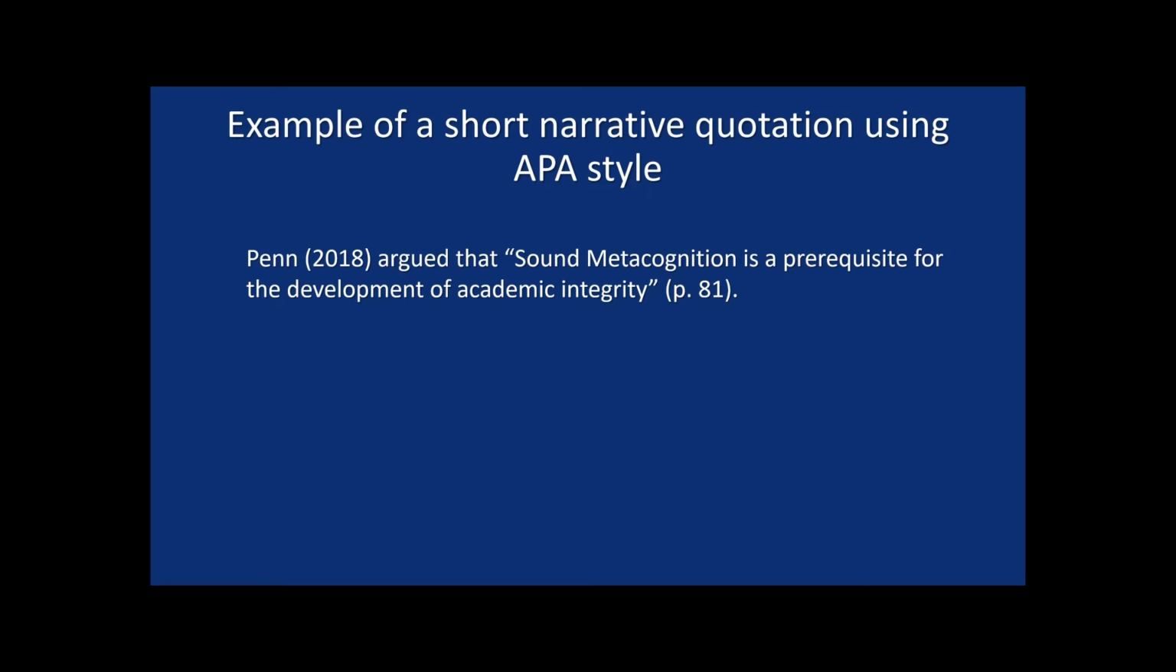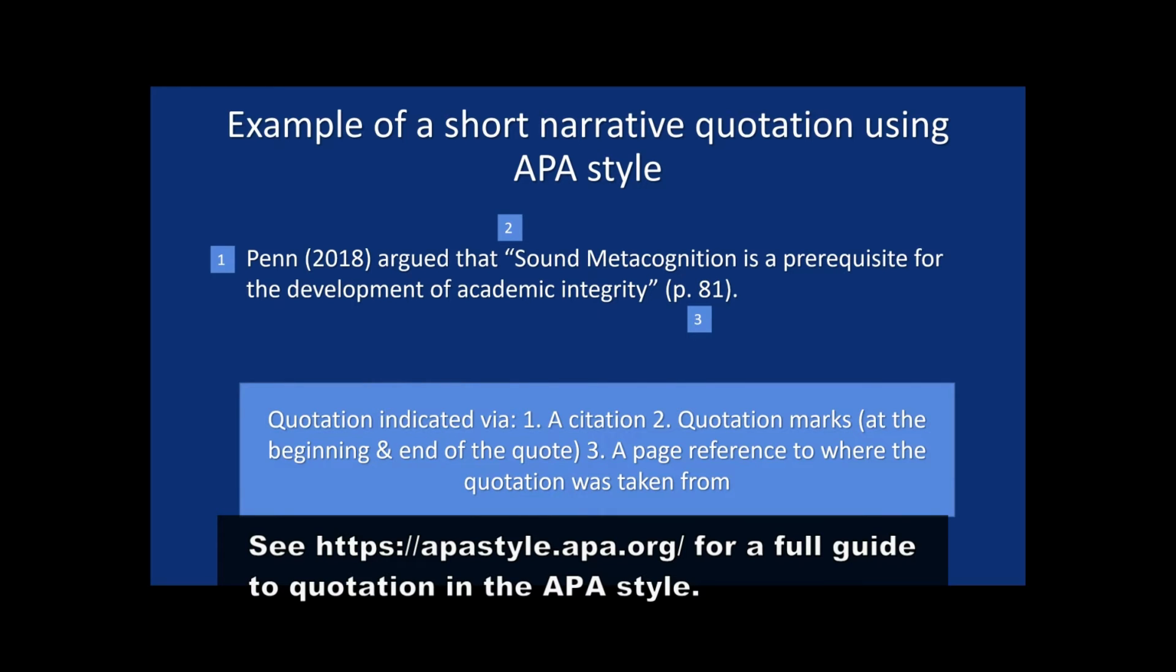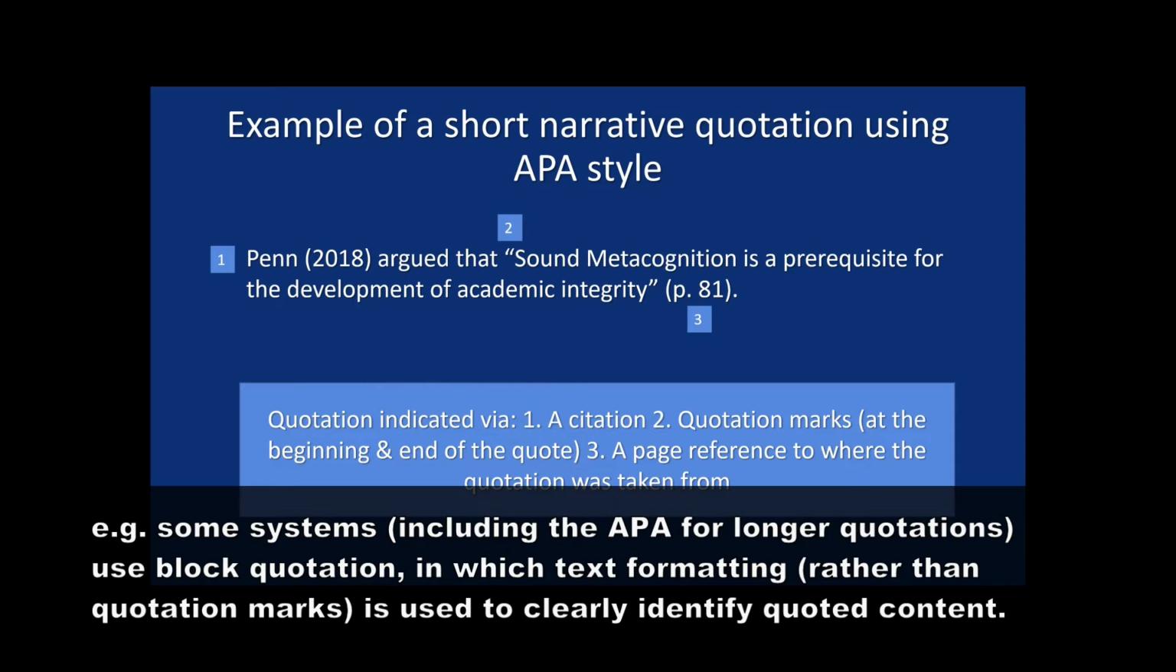Let's have a look at an example of a quotation in APA style. In the APA style, a short quotation is identified by three elements. The first element is the presence of a citation. The second element is the presence of quotation marks that should encase the quoted material. And the third element is a page reference for that quoted material. Different referencing systems will have different ways of identifying quoted material, but they will all endeavour to make the distinction between the quoted material and the words of the author who is using the quoted material as clear as possible.